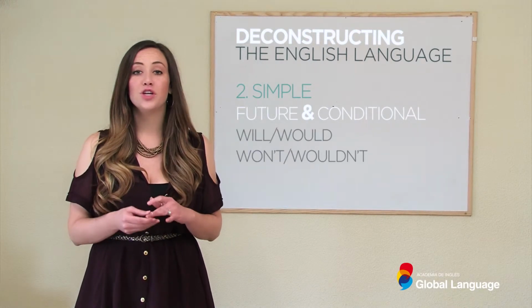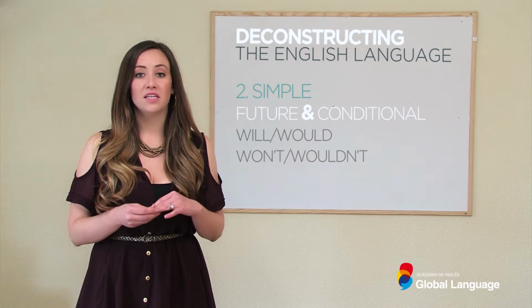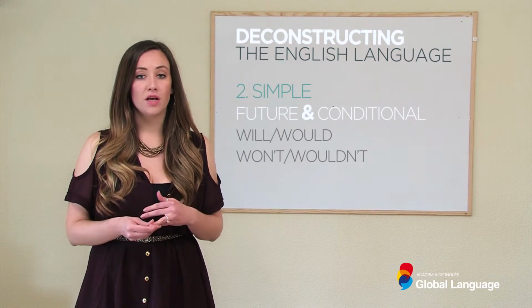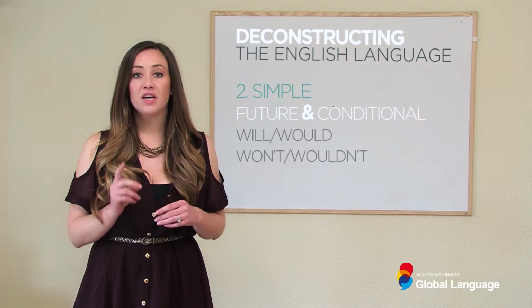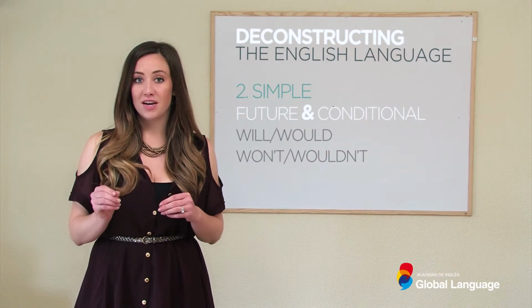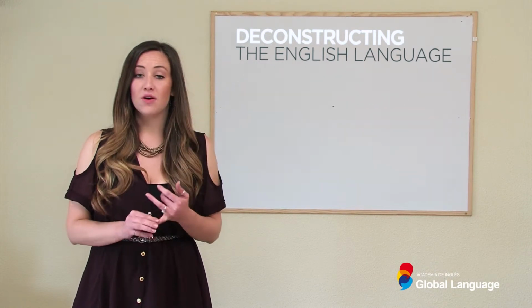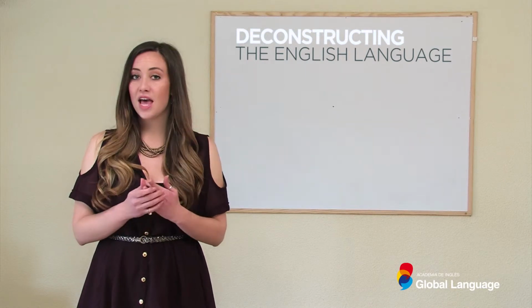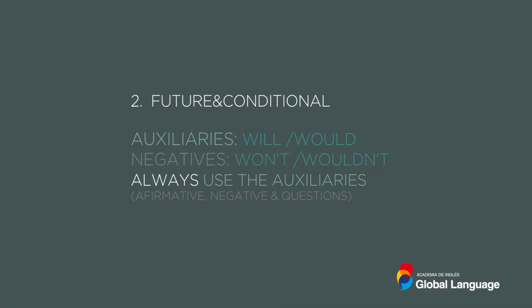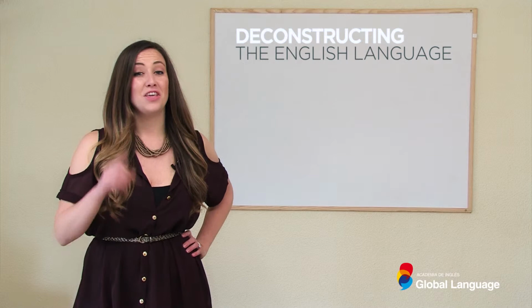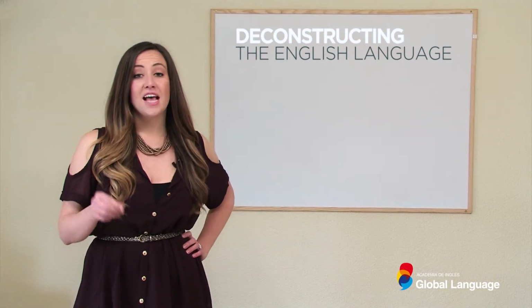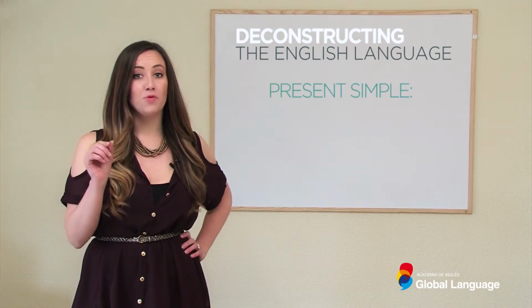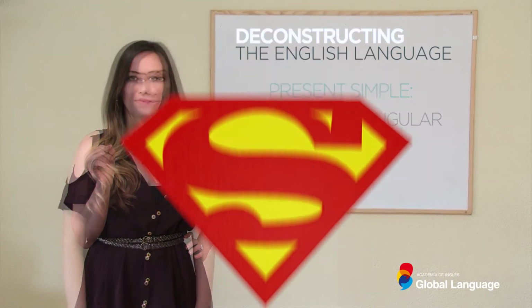Now, for your future and conditional, you must use the auxiliaries will and would. Remember, after the auxiliary must follow an infinitive. Your negative forms of will and would are won't and wouldn't. Okay, something that you guys always forget is in the third person singular, you must add an S.